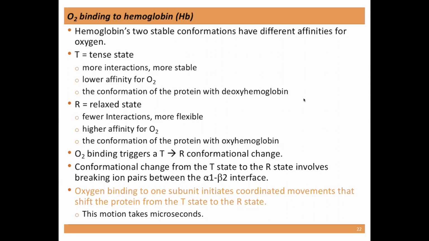So what happens is it's hard to get the first O2 on, but it does trigger a conformational change from the tense to the relaxed state, or the T state to the R state. Well, now that I'm in the R state, it's going to be easier to bind that second oxygen and even the third oxygen. So oxygen binding in one subunit actually helps another subunit bind an oxygen, and then that will help an additional subunit bind oxygen. And this only takes microseconds to occur.